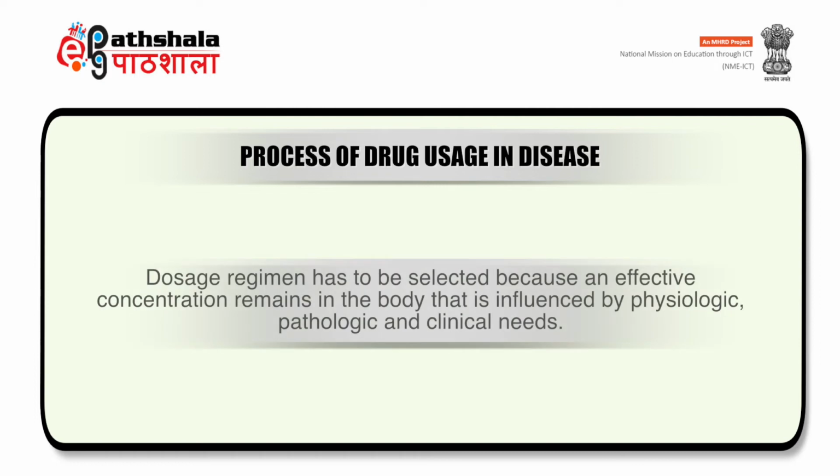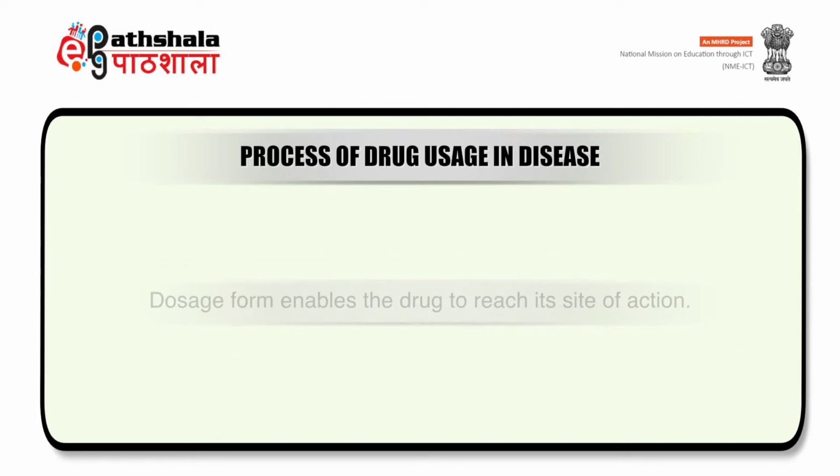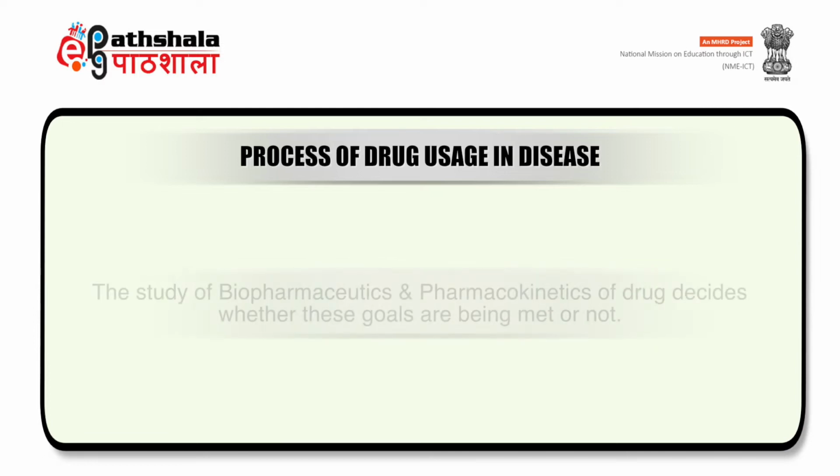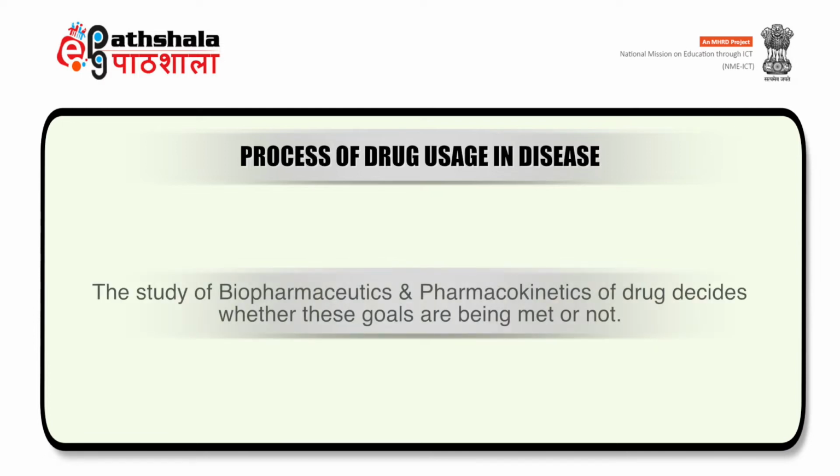Then a dosage regimen has to be selected so that an effective concentration remains in the body, which is influenced by various physiological, pathological and clinical needs. Dosage form enables the drug to reach its site of action. It delivers the drug at a therapeutic concentration over an appropriate time frame. The study of biopharmaceutics and pharmacokinetics of a drug decides whether these goals are being met or not.